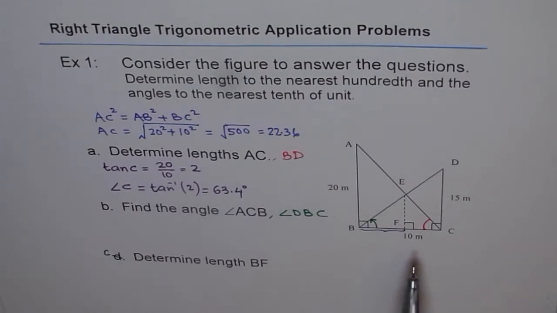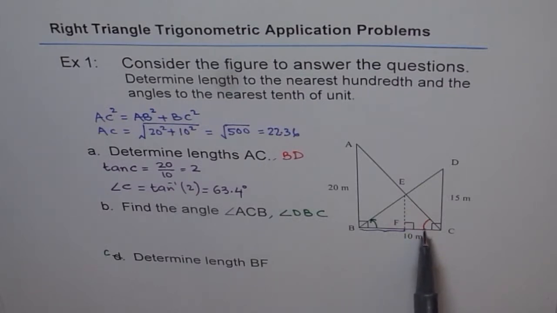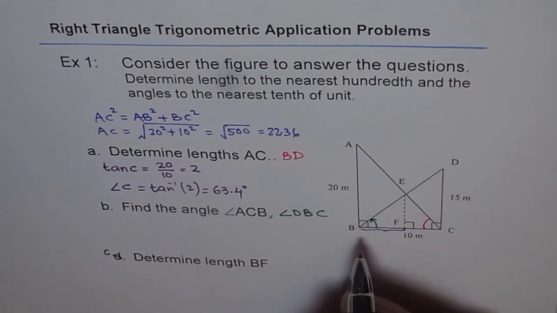Second, we can use similar triangles. You see the big triangle ABC and triangle EFC, they are similar. They have 90 degrees, and that angle ACB is common to them. Therefore, triangle ABC and triangle EFC are similar. When the triangles are similar, then the ratio of their sides is the same, a constant. So we will use that property to figure out what is BF. So we can say AB over BF.